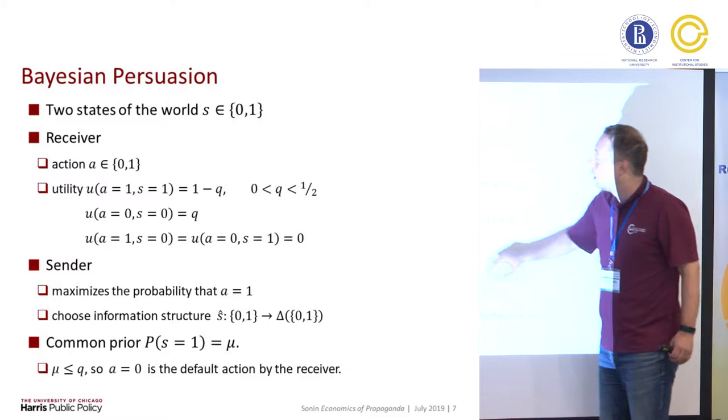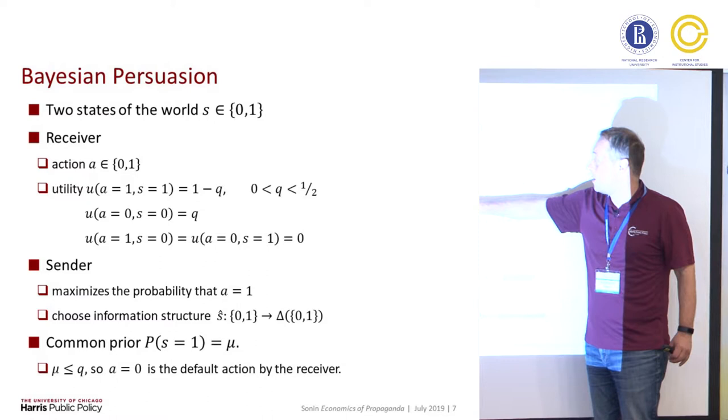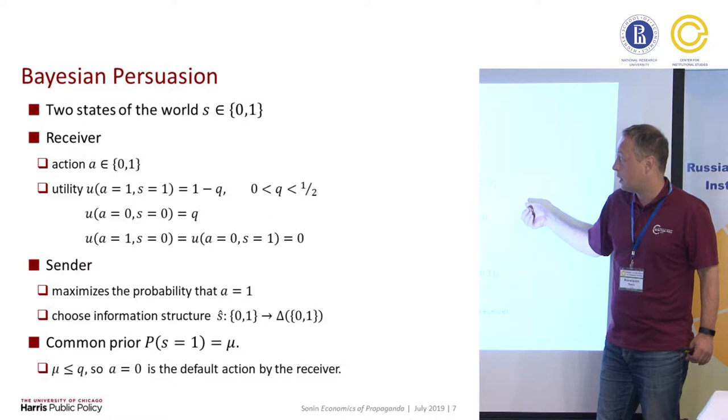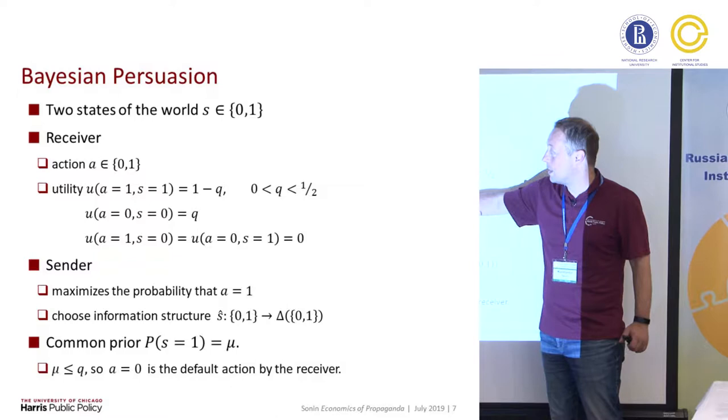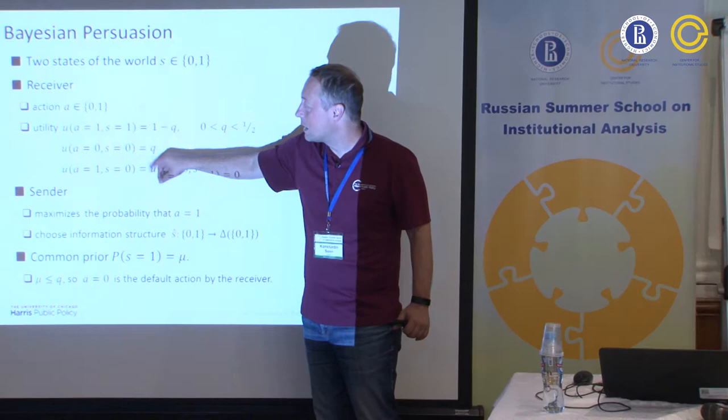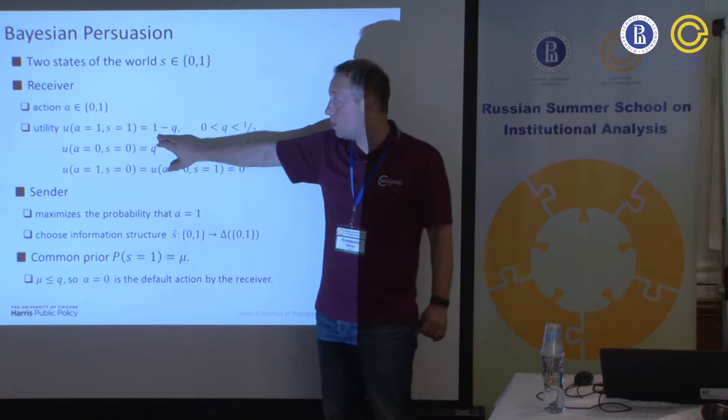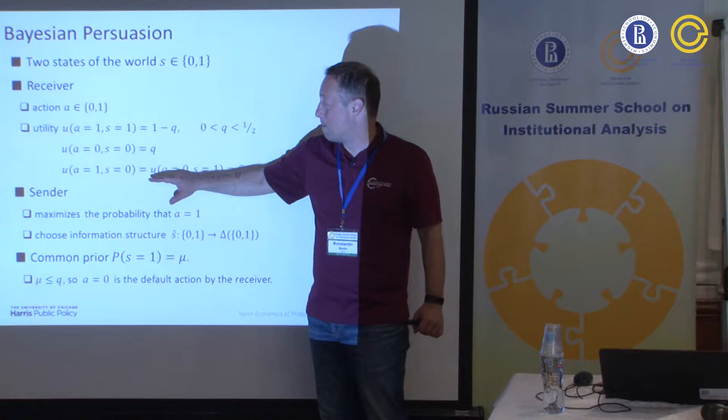And the utility function of the receiver is that she wants to match the state of the world, right? So I have a parameter here for the extent to which she would want to make a mistake, to misread the first state for the second state or vice versa. But essentially, with this utility function, she wants to match the state of the world, and she doesn't want to miss the state of the world, right? She doesn't know the state of the world.